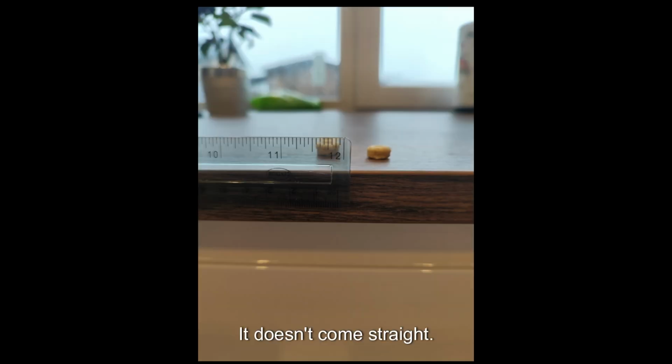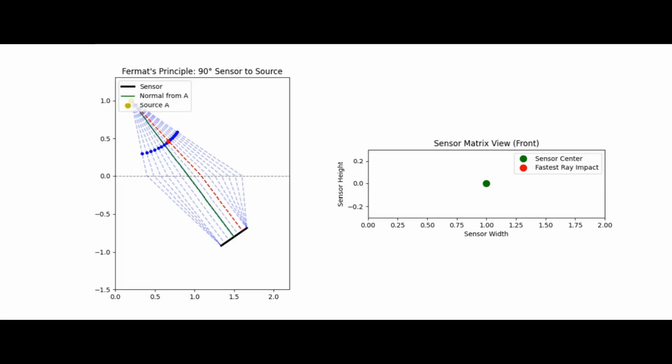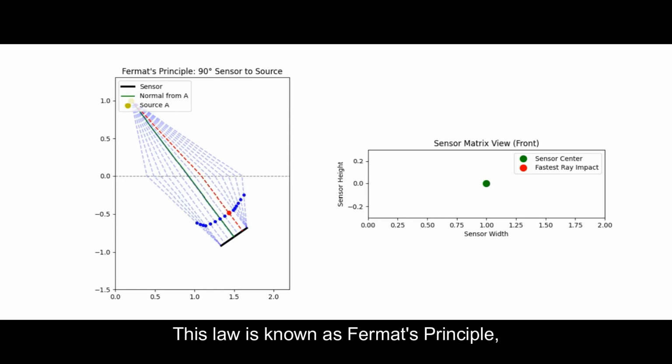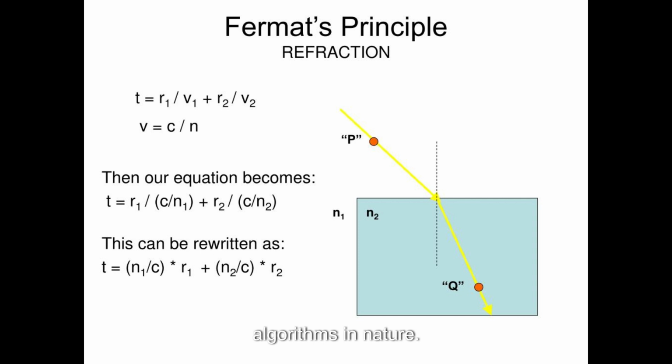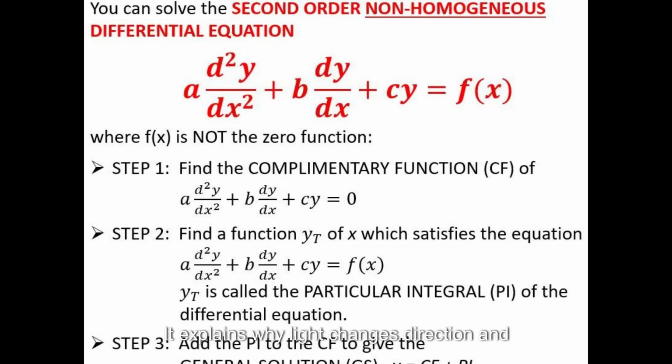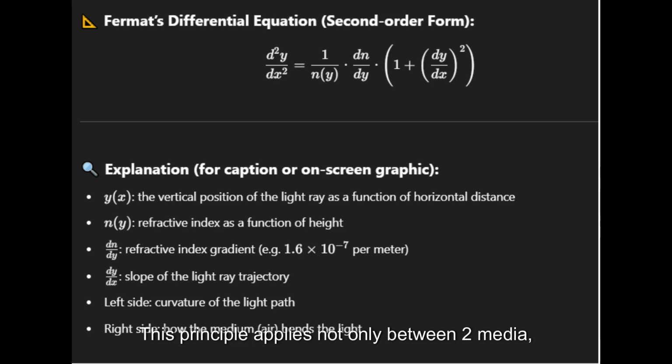It doesn't come straight. It doesn't come direct. It comes in a way that obeys the law of time minimization. This law is known as Fermat's principle, and it's one of the most powerful algorithms in nature. It explains why light changes direction and why that change always makes perfect physical sense. This principle applies not only between two media, it applies even where the medium itself changes, like our atmosphere.